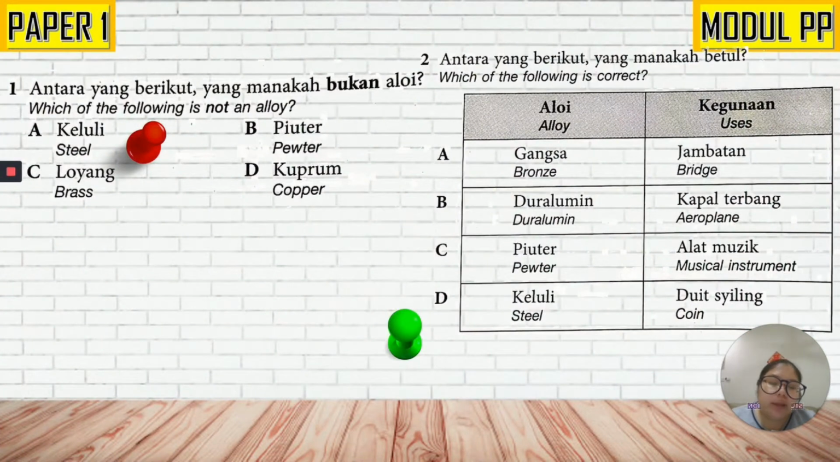Okay, then we got paper 1, is it? Follow your module question. We go to answer the first one. Which one following is not an alloy? So your answer is copper. Copper is not an alloy. Copper is an atomic substance.